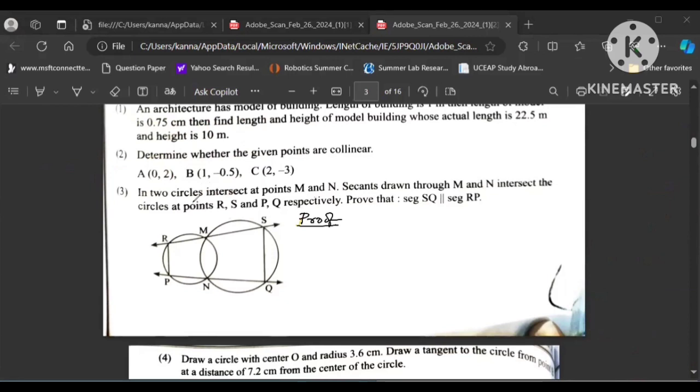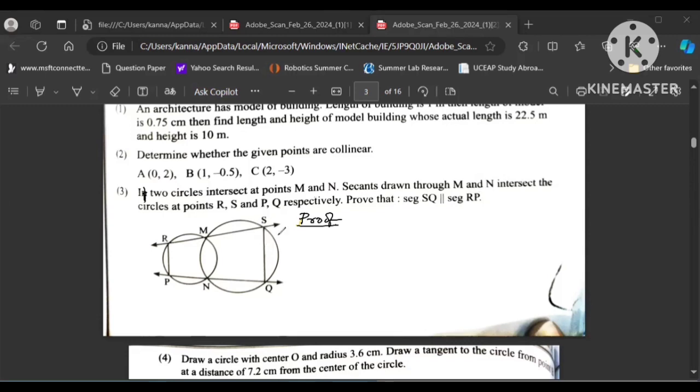Very important sum, children. If two circles intersect each other at M and N, secants through M. Can you see this line is called a secant? A line which intersects the circle at 2 points is called a secant. A line through M, this is a secant. Secant through M and secant through N intersect the circles at RS and PQ. You have to prove SQ is parallel to RP.